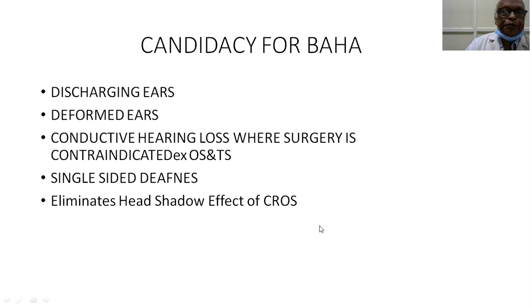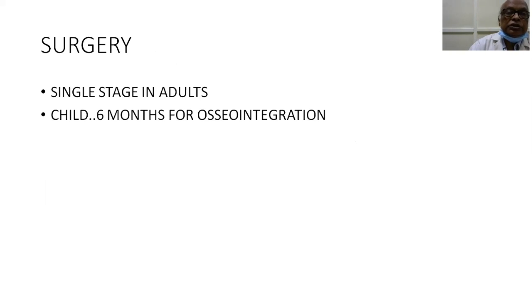The greatest advantage of this BAHA is that it eliminates the head shadow effect of the CROS. In a CROS hearing aid, we have what is known as a head shadow effect, so some portion of the sound vibrations which we hear will be lost. Now surgery is a single stage in adults, and in a child the first stage is done and the titanium fixture is attached, and after 6 months, when there is effective osseointegration. The greatest advantage of this is that it is made of titanium, and titanium is very famous for its osseointegration effect. It gets integrated into the bone very, very effectively.